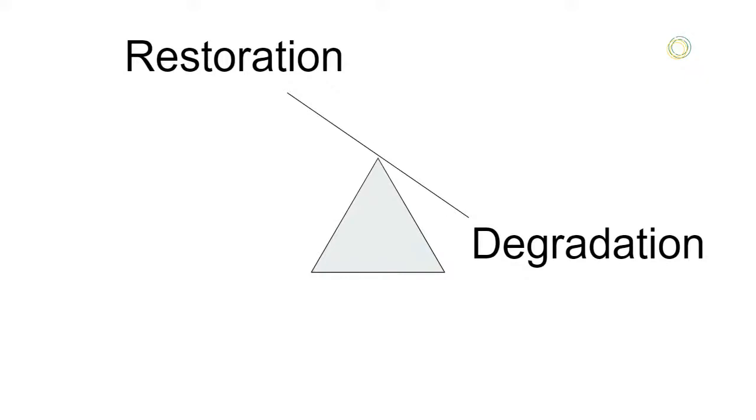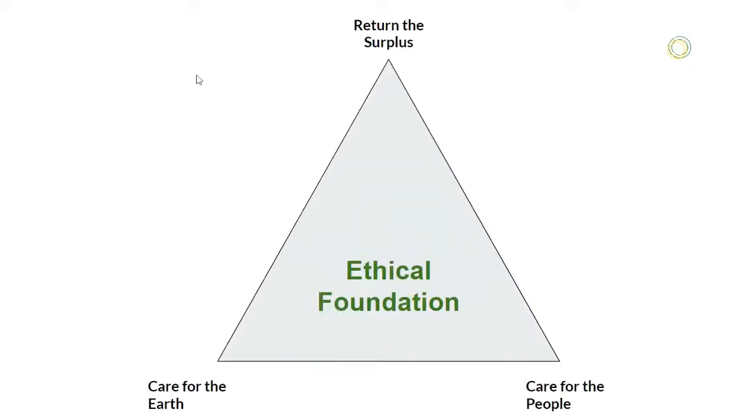What we need to do is change the balance on this teeter-totter and make sure that we work towards restoration. In other words, we need to build back and make sure we come up with structures that allow these things to work properly. So we move away from degradation and we move towards restoration.